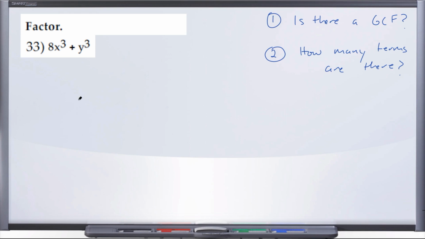33, still factoring. They've given us 8x cubed plus y cubed. So question number 1, is there a GCF? Nope, no GCF here. So question number 2, how many terms are there? Well, we have 1 and 2.